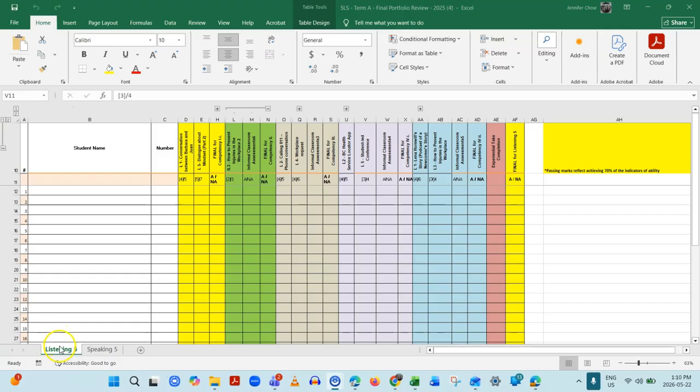We can also take a look at the listening tool in the same way. So this is the listening one. We can take a look at one of the PBLAs. This is a conversation between Barbara and Juan. And you can see there are 5 total indicators of ability. So students need to achieve 4 out of 5 indicators of ability. So let's take a look at the tool.